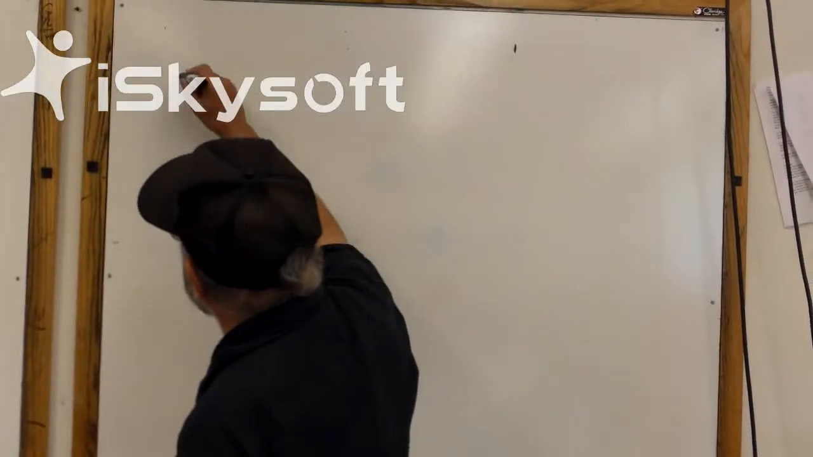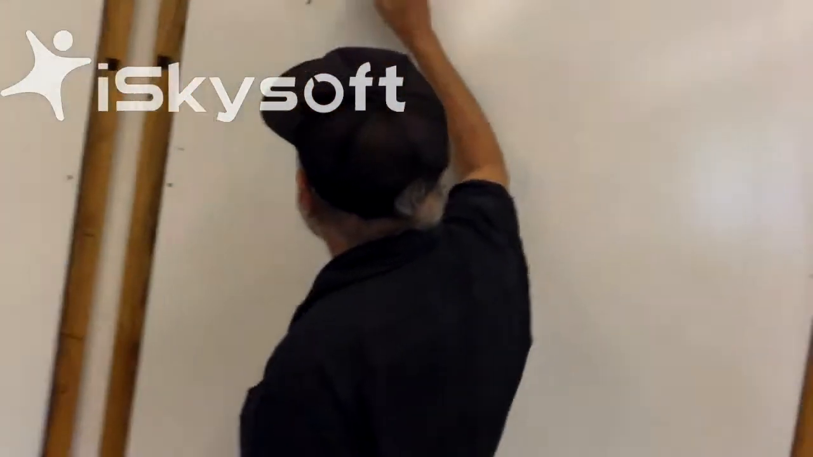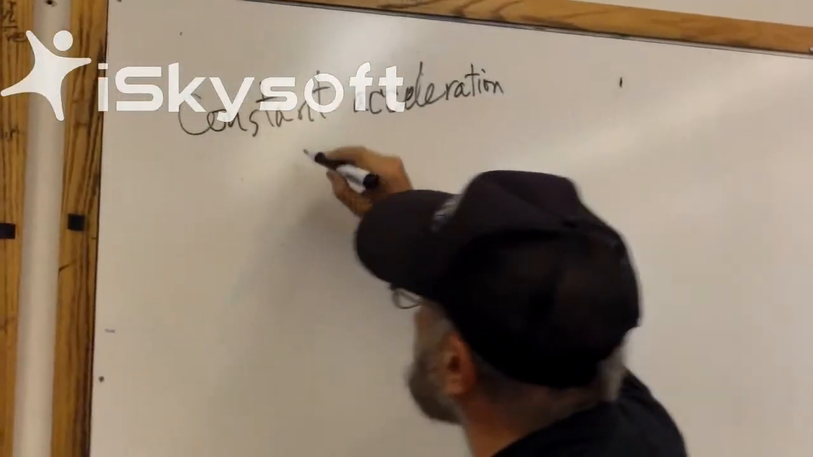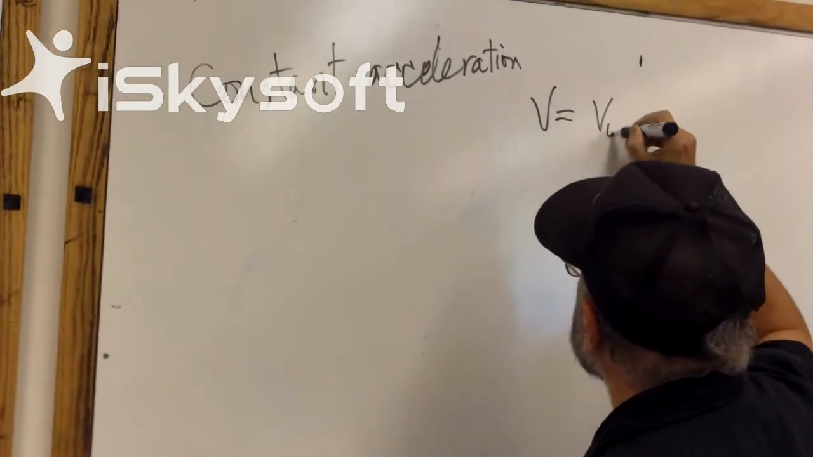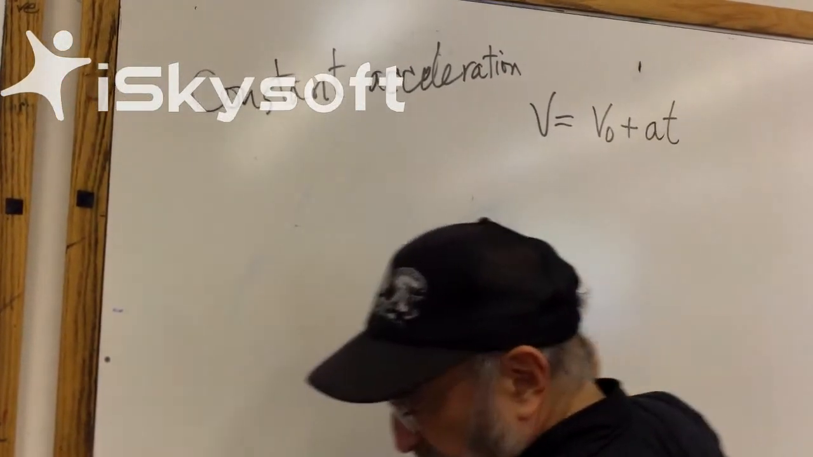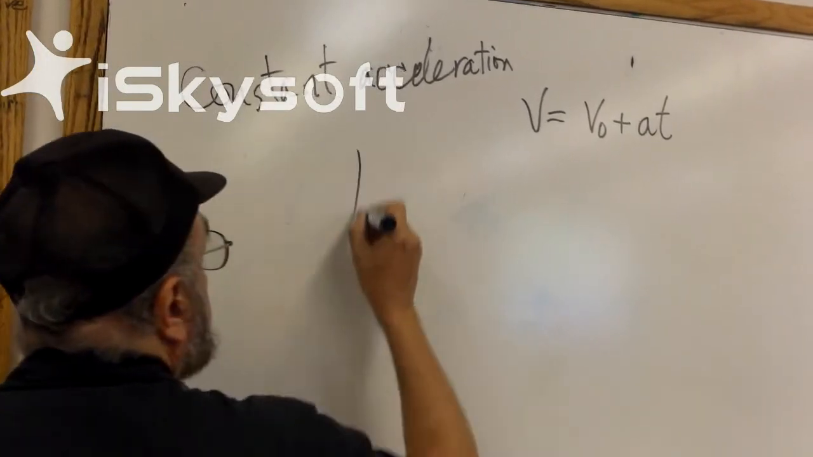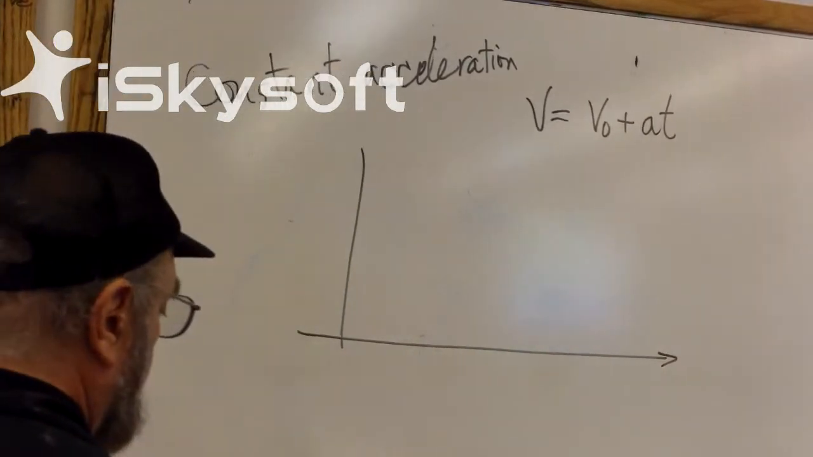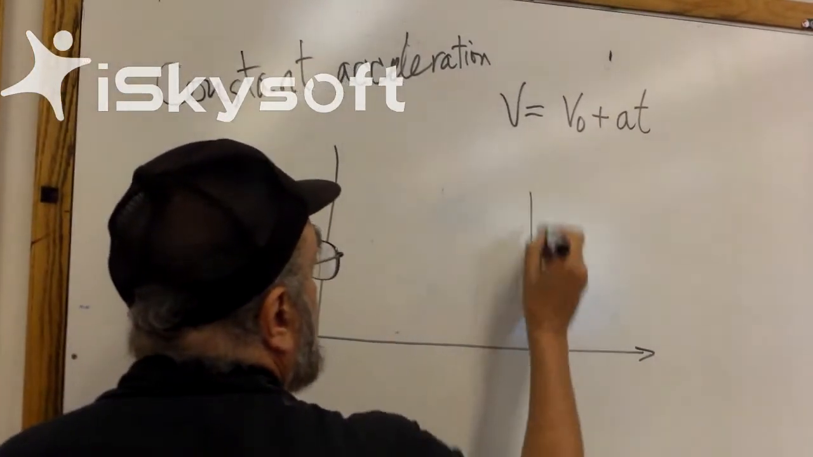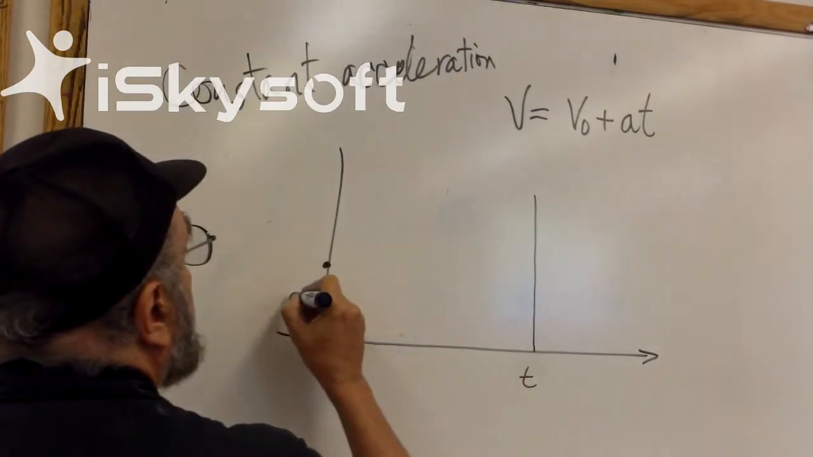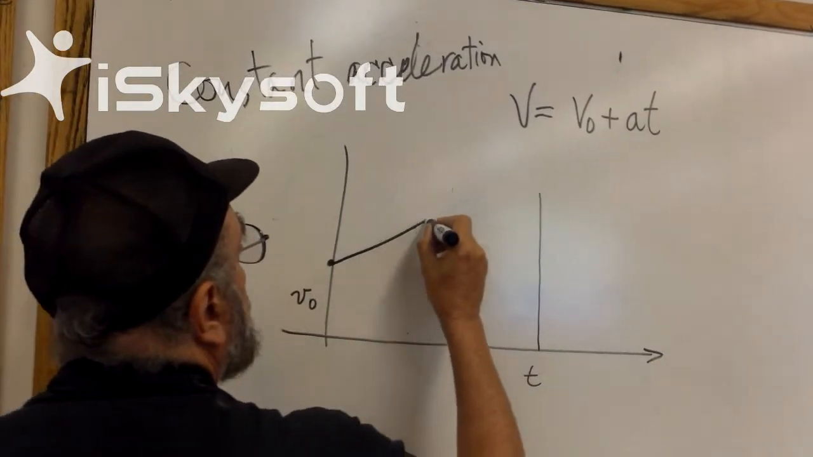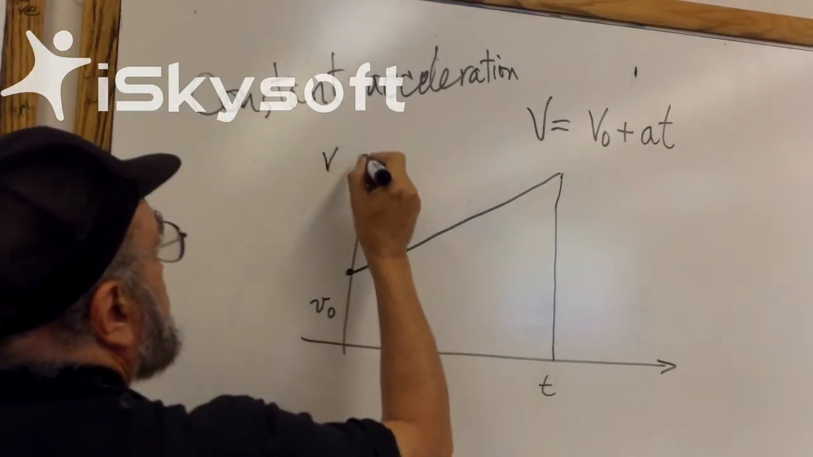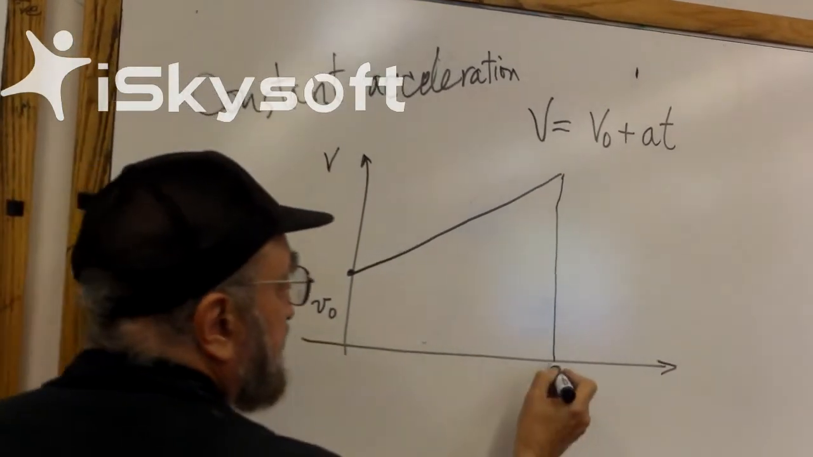Let's do constant acceleration. Constant acceleration, v is equal to v0 plus a times t. It's a nice straight line. Easy thing to do is to start at v0 and end at t. We'll draw it nicely with the positive acceleration. This is the curve of v versus t. This is the time t.